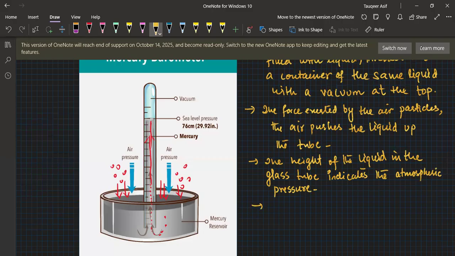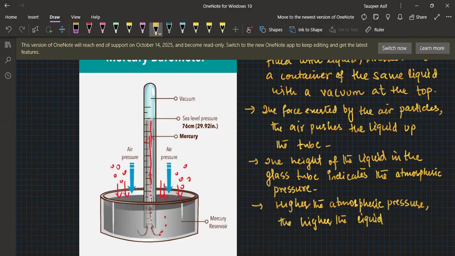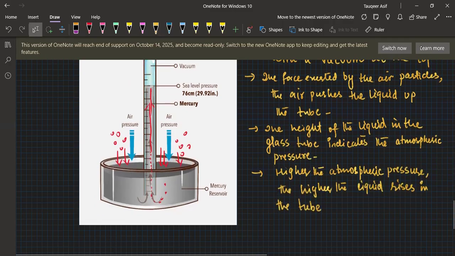This means that the higher the atmospheric pressure, the higher the liquid rises in the tube, right? Okay.